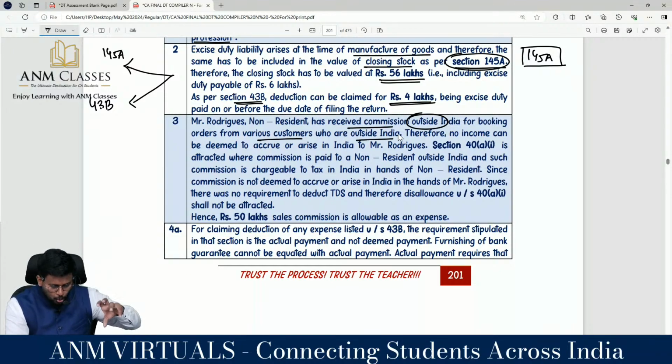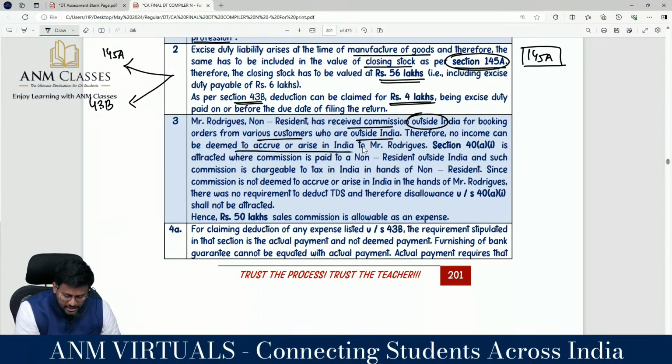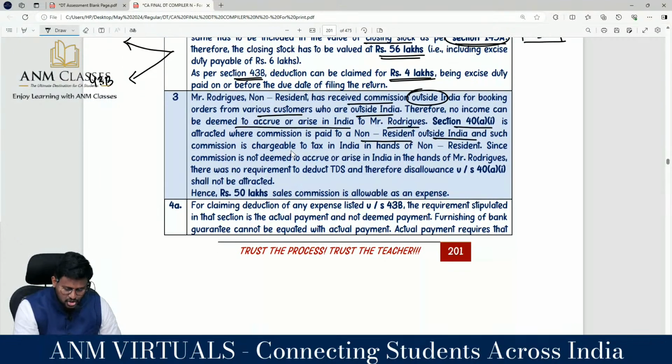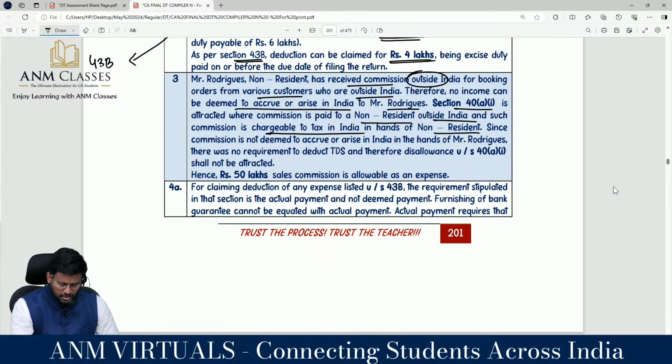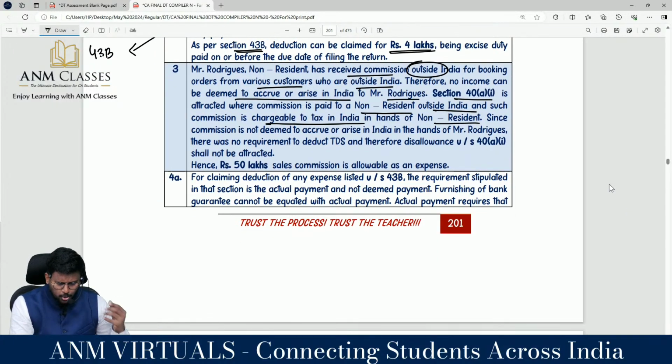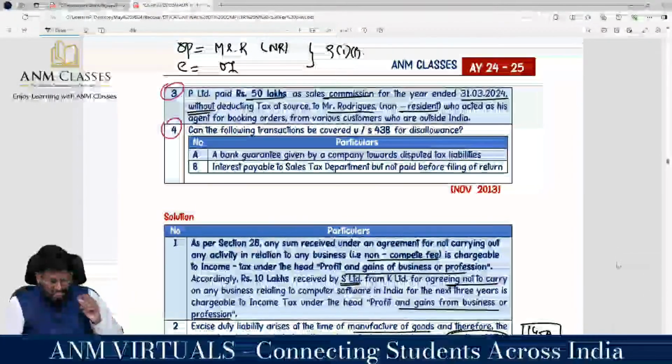Therefore, no income is deemed to accrue or arise in India to Mr. R. Section 40A(1) is attracted when commission is paid to a non-resident outside India and such commission is chargeable to tax in India. First, the income should be chargeable to tax in India in the hands of any resident. Since commission is not deemed to accrue in India in the hands of Mr. R, there was no requirement to deduct TDS, and therefore disallowance under 40A(1) shall not apply. Hence the 50 lakh sales commission is allowable as an expense.